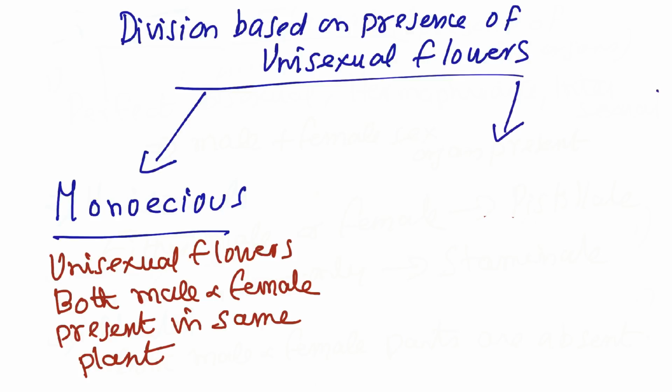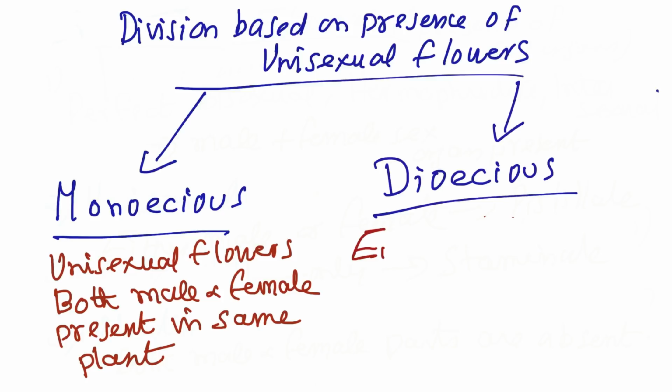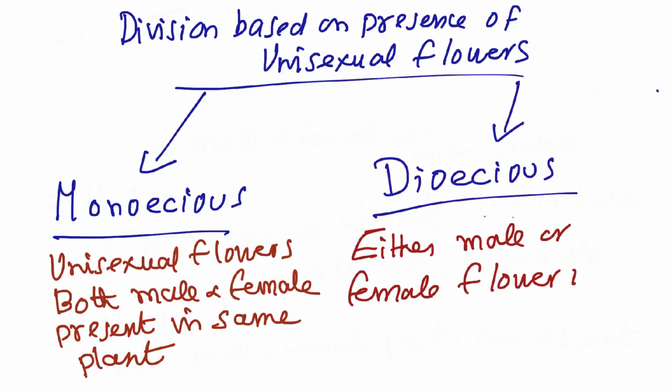Of course, that basically means that we have the second kind, that is the dioecious. Dioecious basically means that in a plant, either the female or the male unisexual flower is present. So it indicates that both the unisexual flowers, both female and male, are not present in the same plant. Either a male or a female flower is present, and such plants are called dioecious plants.